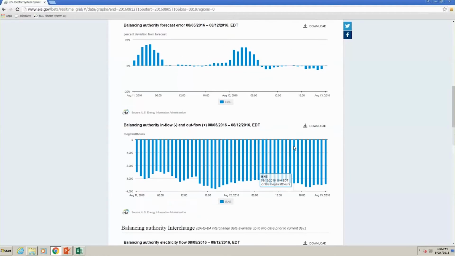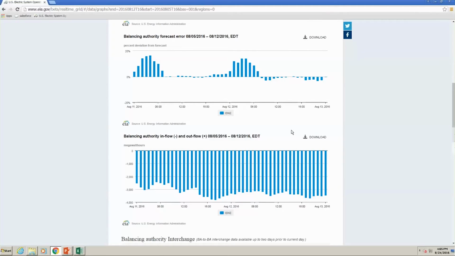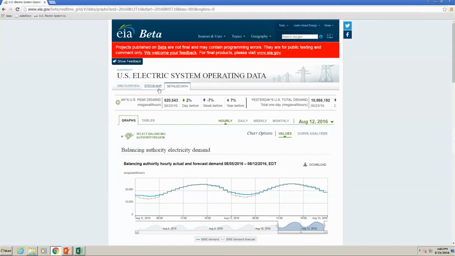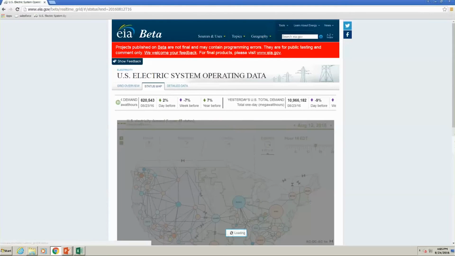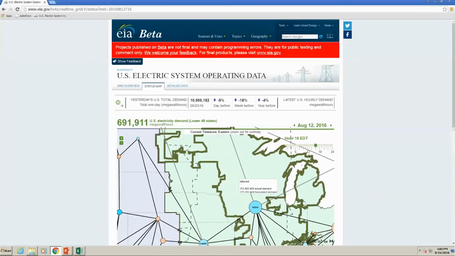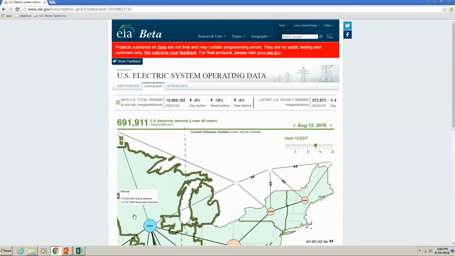So one of the things that folks might be interested to see is, all right, they're importing a lot of energy. Well, where are they getting it from? And so we can look at that. Let me just jump quickly back to the status map. And let's see if I can do this right. We can actually zoom in. Let's see if I can grab this.